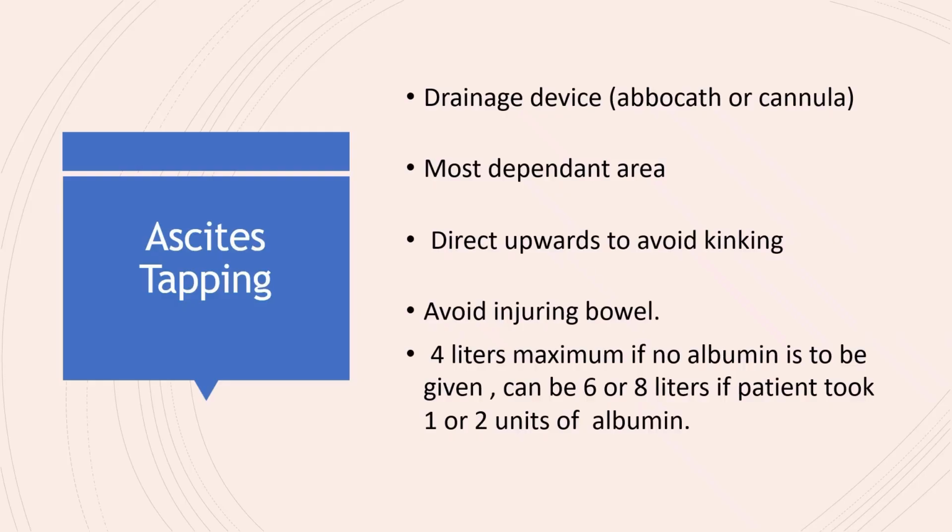Most commonly, the site is tapping. We may use the cannula, or if the patient is edematous and obese, we can use longer access like the Abocath. We should target the most dependent area, usually in the pelvis, directed upwards to avoid kinking of the plastic part of the cannula after removing the metallic trocar, to get the best drainage. Avoid injuring the bowel. It depends on the different centers, but usually at my center, 4 liters maximum if we are going to do a site tapping without albumin compensation.